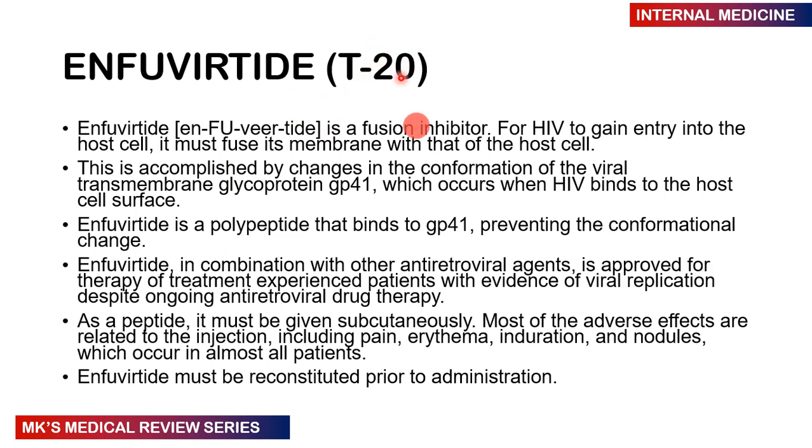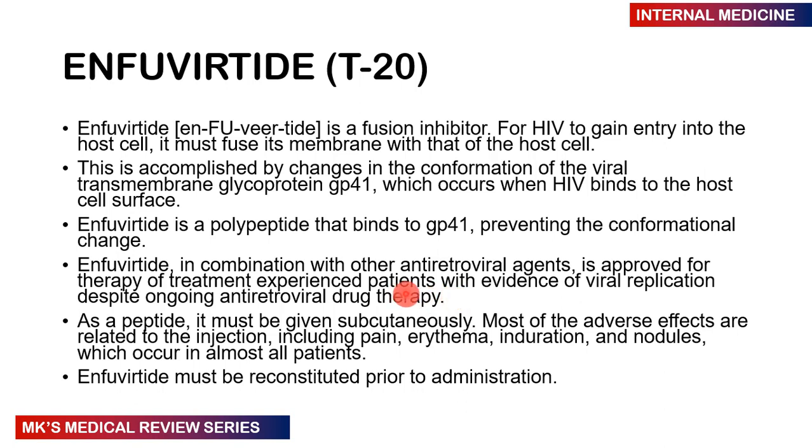This is a fusion inhibitor, and remember that for HIV to gain access into the host cell, it must fuse with the membrane of the host cell. This is mediated by your gp120 or your gp41. Remember that enfuvirtide is a polypeptide that binds to gp41 and prevents the conformational change. So it can be used to prevent the fusion of the viral membrane with the host cell membrane. It can be used in combination with other antiretroviral agents and is approved for treatment in experienced HIV patients who have evidence of viral replication despite antiretroviral treatment.